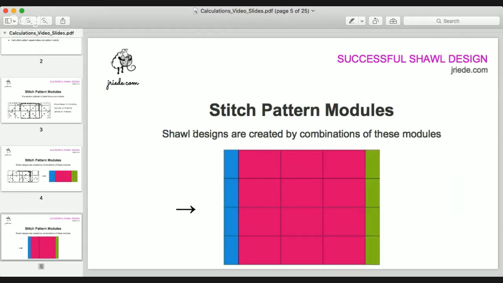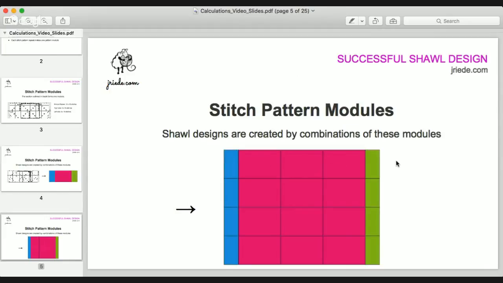Shawl designs are created by combinations of these modules. So the side panels, as I sometimes call them, or the side sections, as we recall, blue is the left side and green is the right side, do not change. They are just stable. They are not repeated. We remember that the section outlined in black is repeated, and this is only the pink section in this case. So we can build, in this case, a rectangular shawl like using bricks, like these pink bricks here. So basically, we could work any number of repeats of our pink sections.